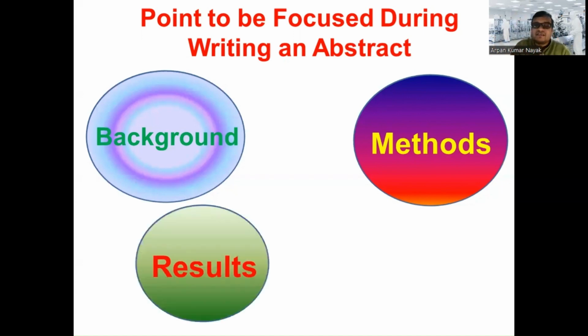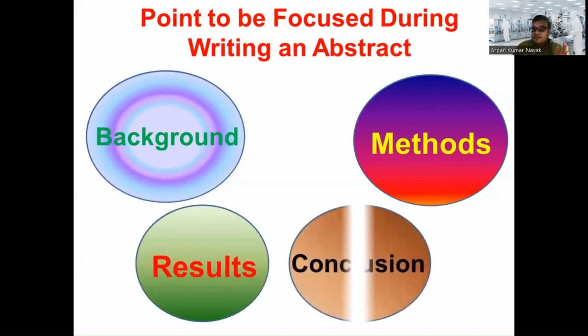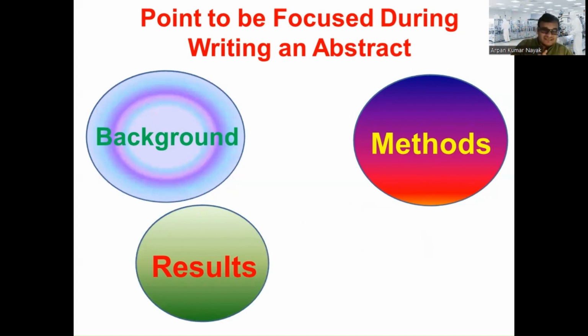The next sentence should be results. What do we mean by results? Not discussion, only the result part. I will discuss later what we should write in results, in background, and what we should focus on in methods. We will discuss all one by one. And the last part is conclusion.